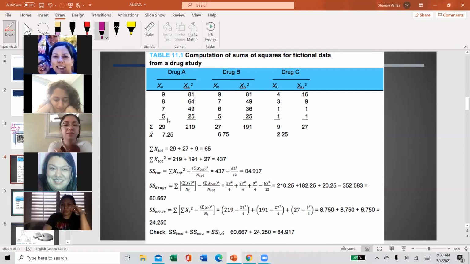Okay? So they got the sum of x's and sum of x's squared. They got the means for each group, okay?